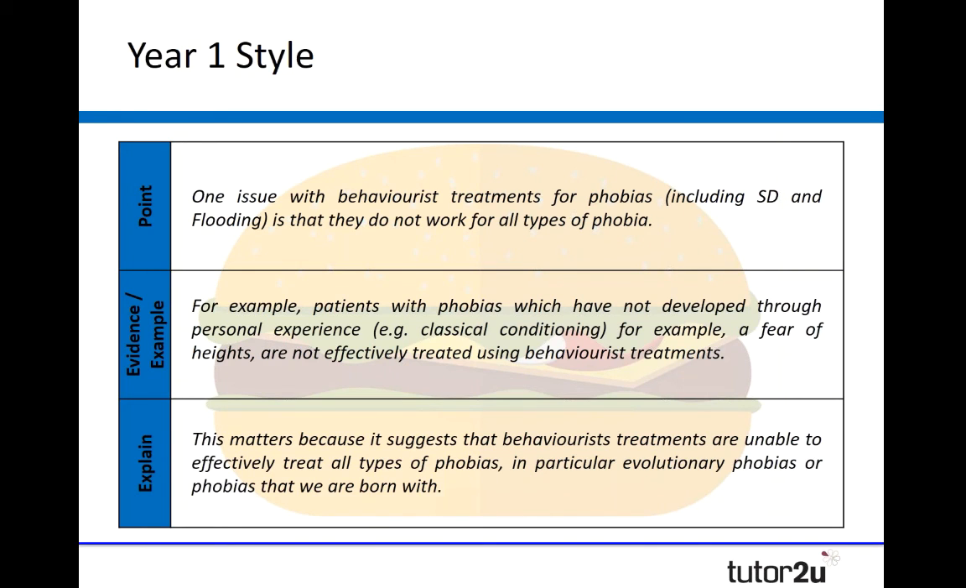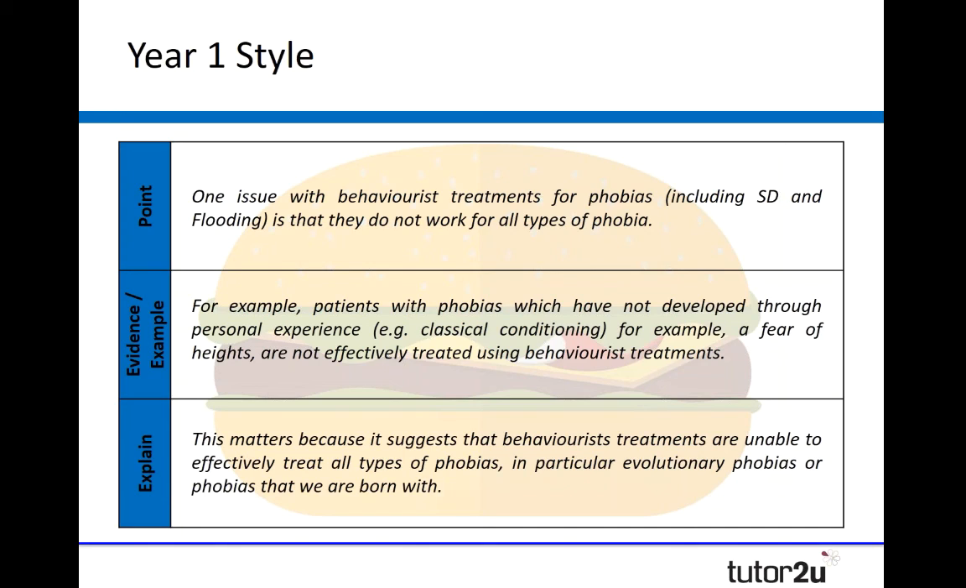You then just explain that, and I always tell my students to always start with "this matters because", because it forces them to do that. So this matters because it suggests that behaviourist treatments are unable to effectively treat all types of phobias, in particular what we call evolutionary phobias, or ones that we're born with. Perfectly good evaluation point for a year one student, and really, really effective.